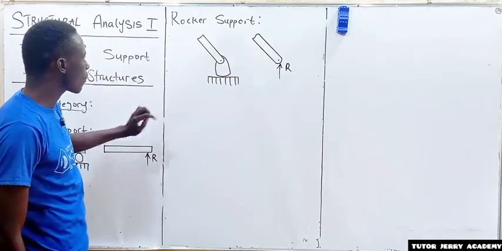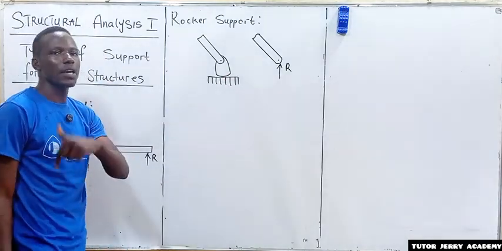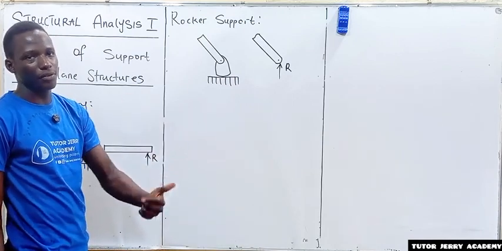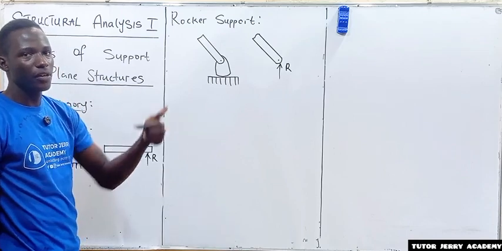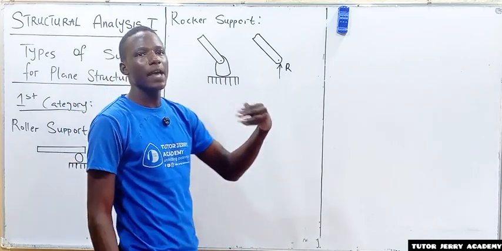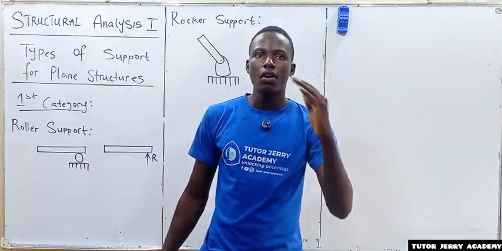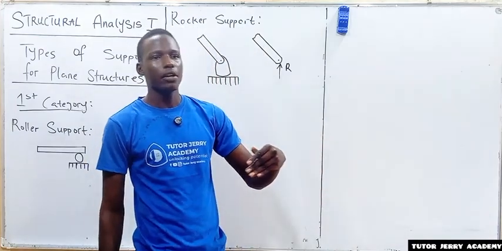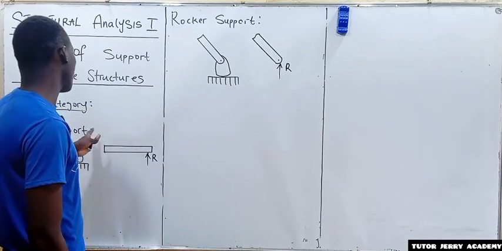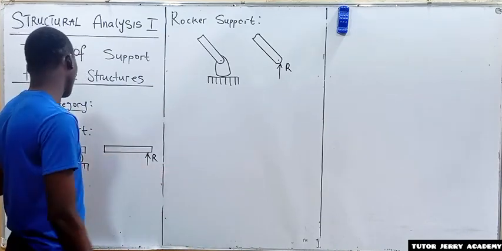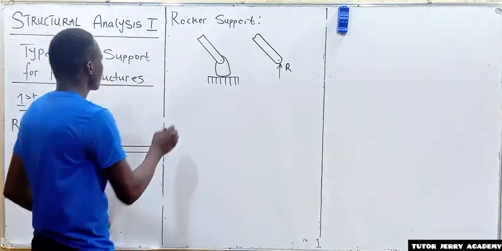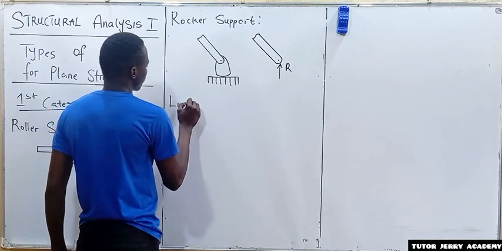We have a roller support and a rocker support in the same category. Both of them will produce single upward vertical reactions. So take note of that. Now this is the first category under types of support for plane structures. Before we go into the second category, we still have the last type of support under the first category. We've talked about roller, we've talked about rocker, we are going to talk about link.